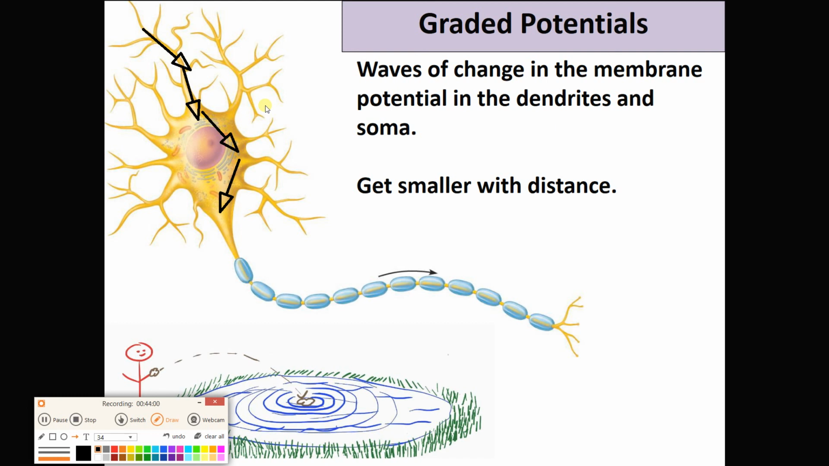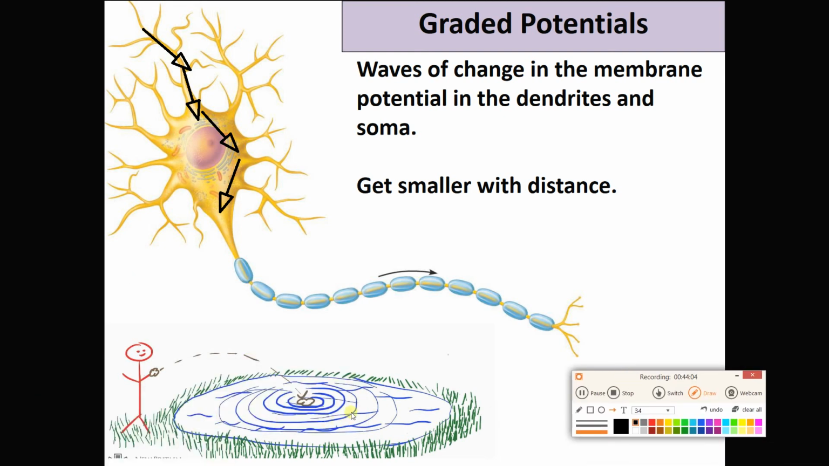And an analogy is throwing a rock into a body of water, a giant body of water right here. You throw a rock in, it makes waves, those waves travel. But just like the waves in the water, as the waves travel, for both the water and the graded potential, they get smaller with distance.